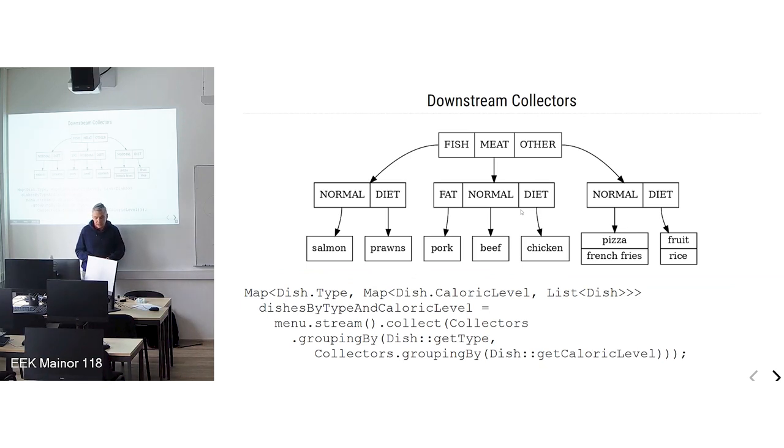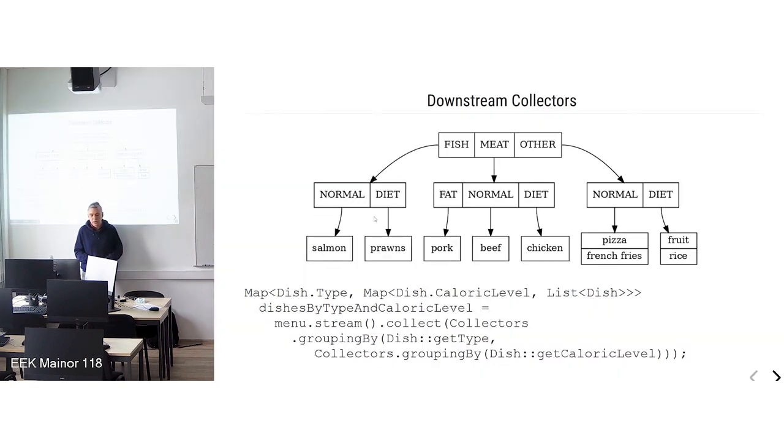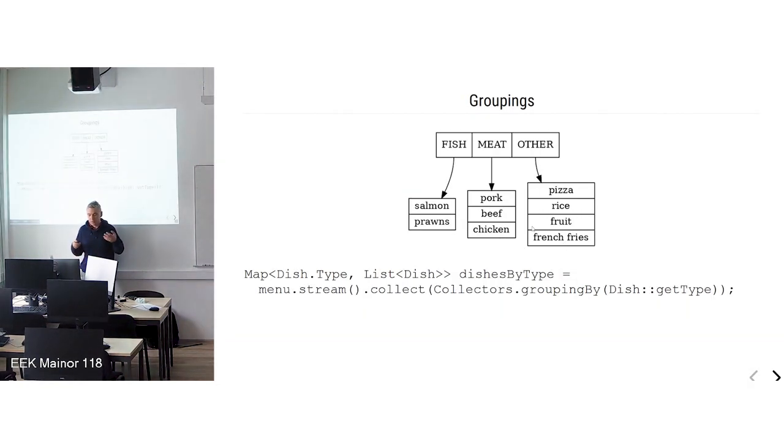So we are just using Collectors.groupingBy(Dish::getType), and then as a second optional argument, we can omit it. But if we provide a second collector, this is called a downstream collector, and it will work on each of these lists as if it was a stream.